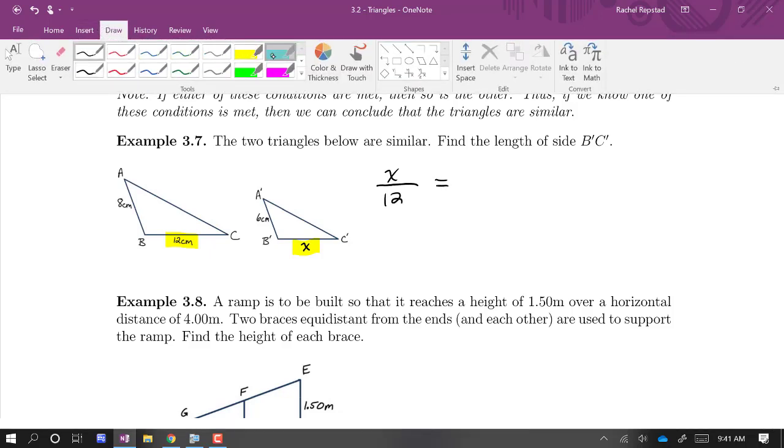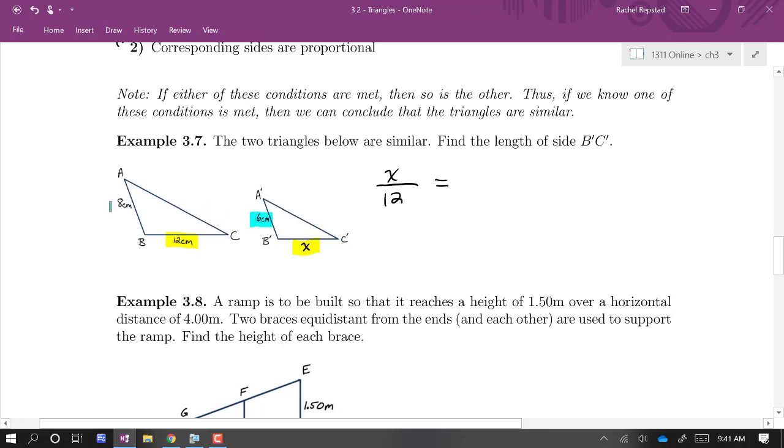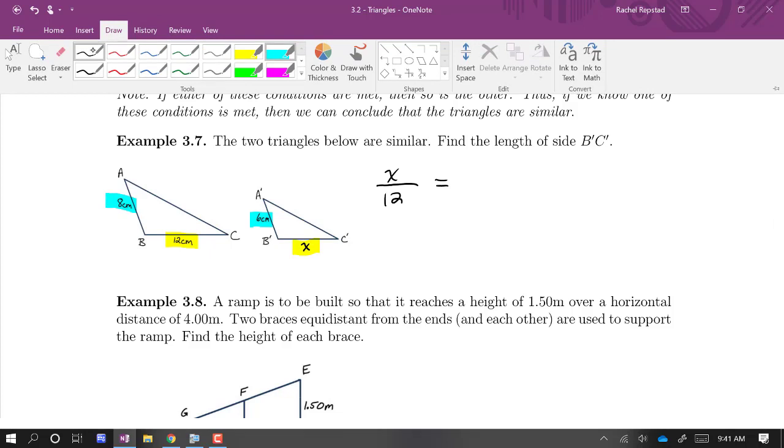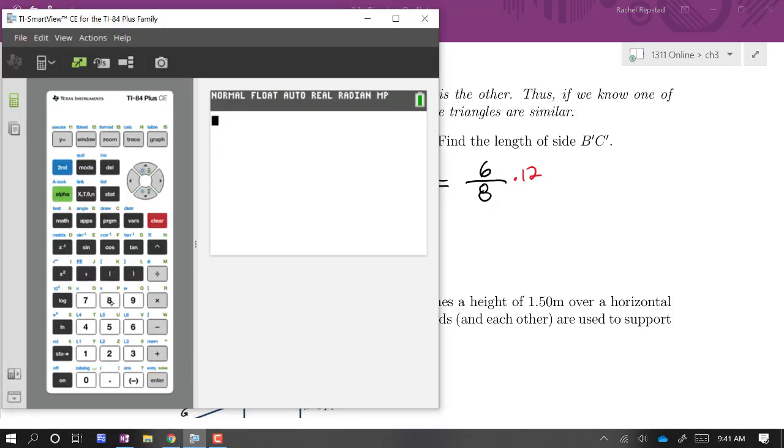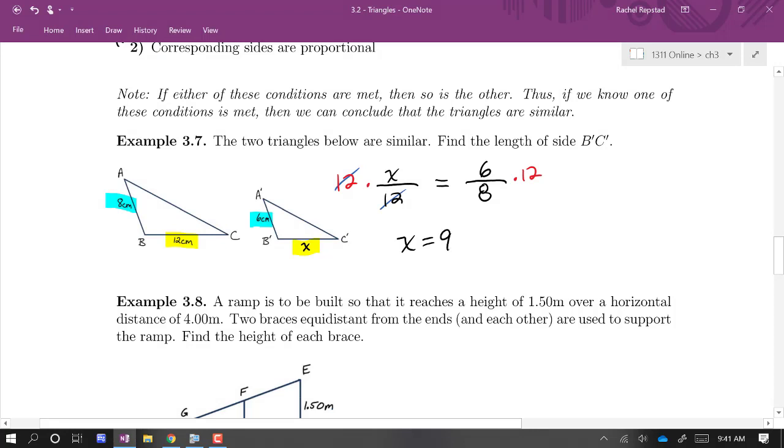and I have a pair of known corresponding sides. I know both of those lengths. So when I set up this ratio on the other side, I just have to make sure it's the same triangle that goes on top. So I've got to put the 6 on top over 8. And now, of course, we can solve simply by multiplying both sides by 12. And 6 times 12 divided by 8 is 9. And there are units here, so I'm going to make sure I put on the appropriate units. That would be centimeters.